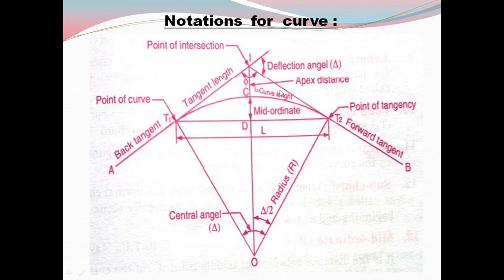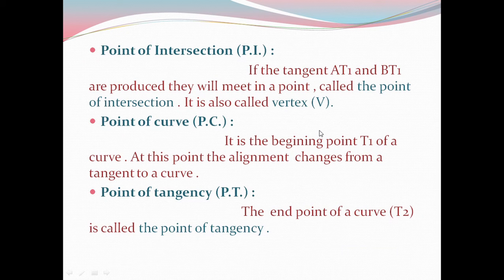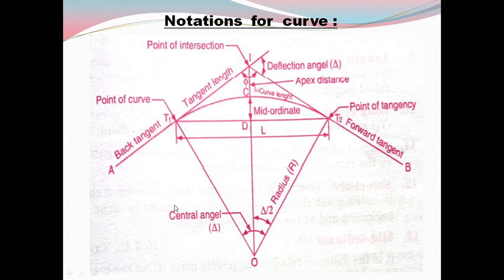T1, T2 along the curve is denoted as L, the curve length, and T1 to T2 as a straight line. This is a curve and this is a straight line. Therefore it is called the length of the long chord. It is denoted by capital letter L. T1O and OT2 are called the radius of the curve, which is denoted by R.